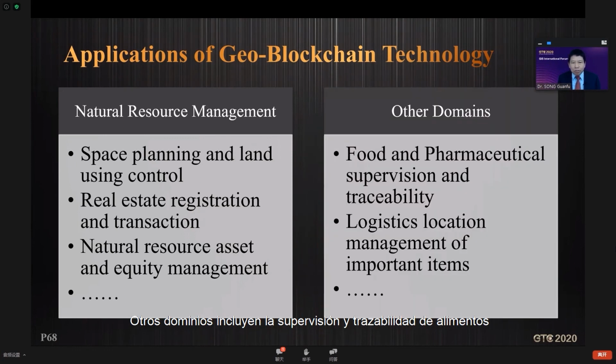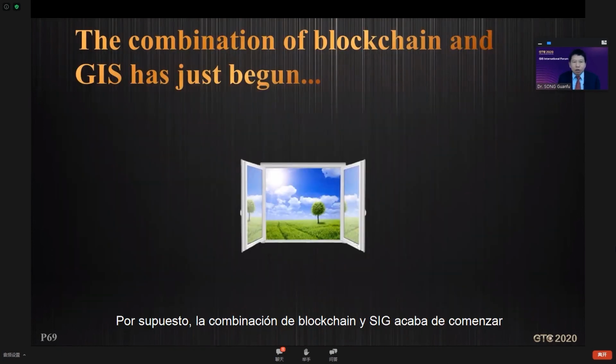Other domains include food traceability, logistic location management of important items. Of course, the combination of blockchain and GIS has just begun. We just opened a small window. There are more applications we are looking forward to exploring with you.